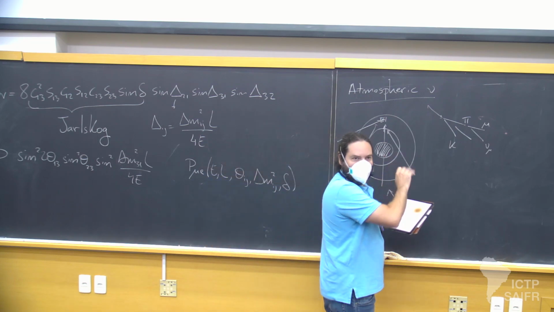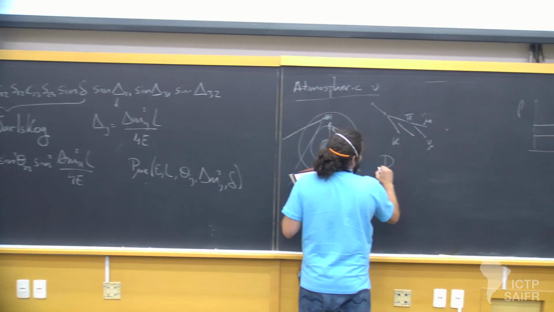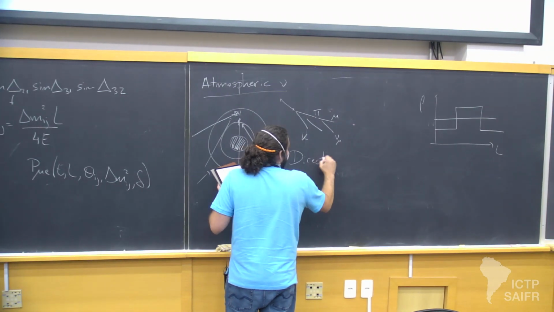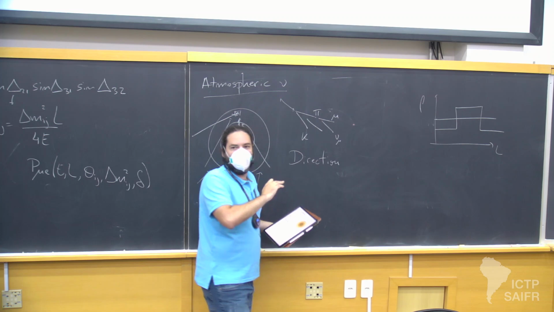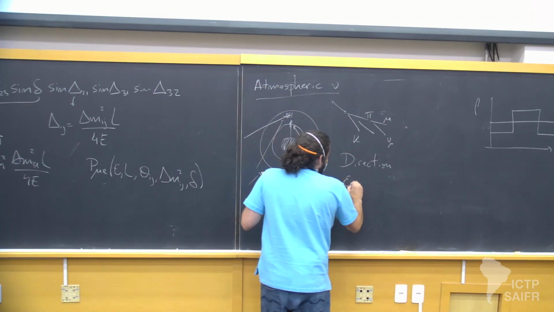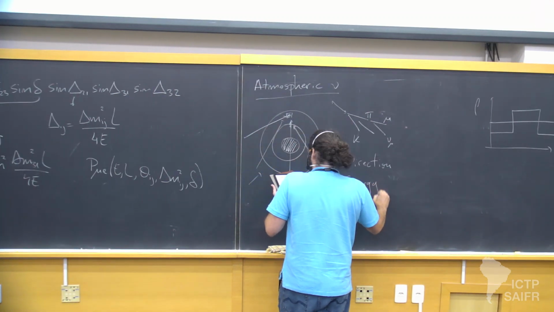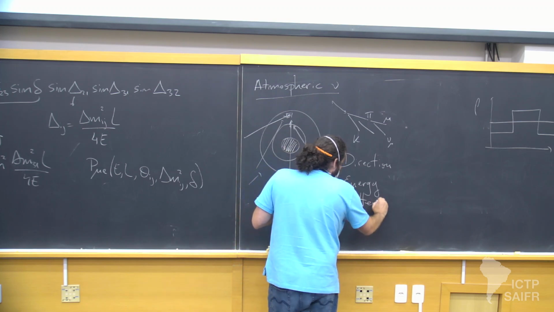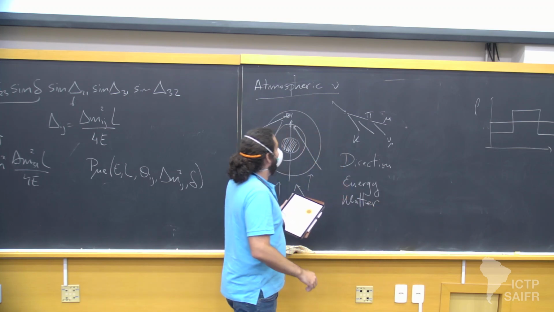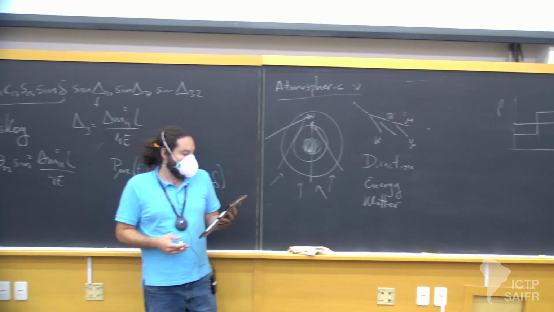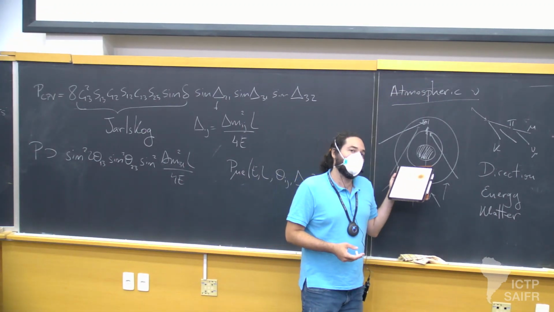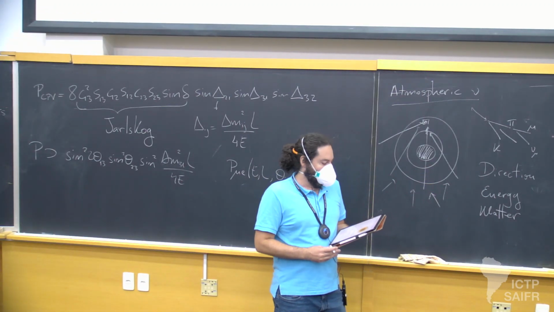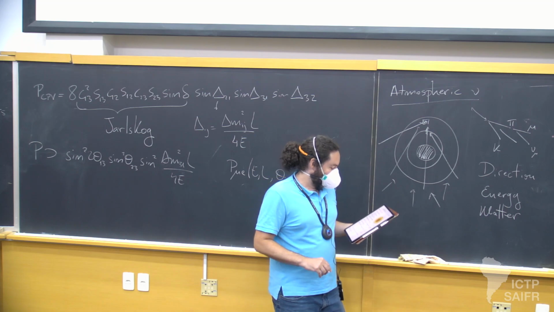So the key here, I'm not going to go into details, but the key here is that you need to have the direction of the neutrino. Somehow you need to be able to reconstruct that. You need to reconstruct the energy of the neutrino as usual. Matter effects are very important, at least from a theoretical perspective. Experimentally, it's not trivial to see these matter effects, but they're there.